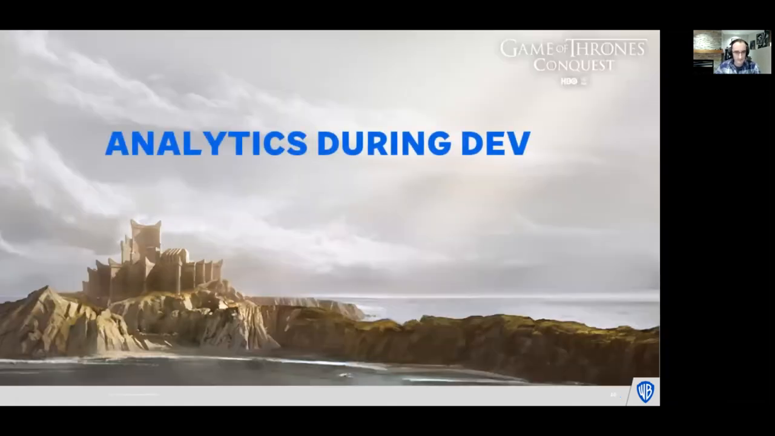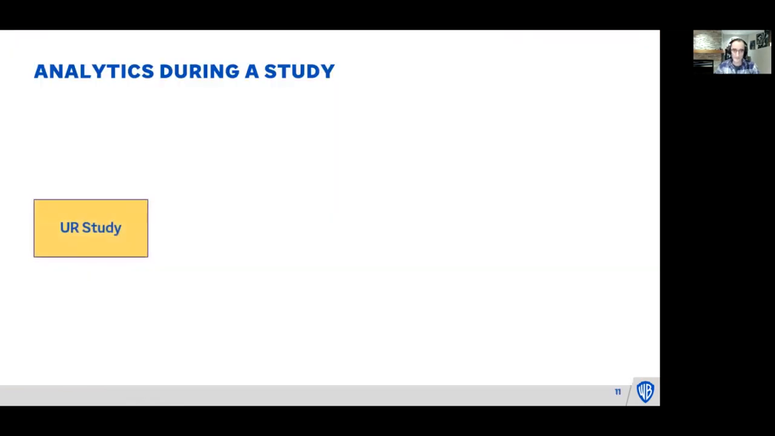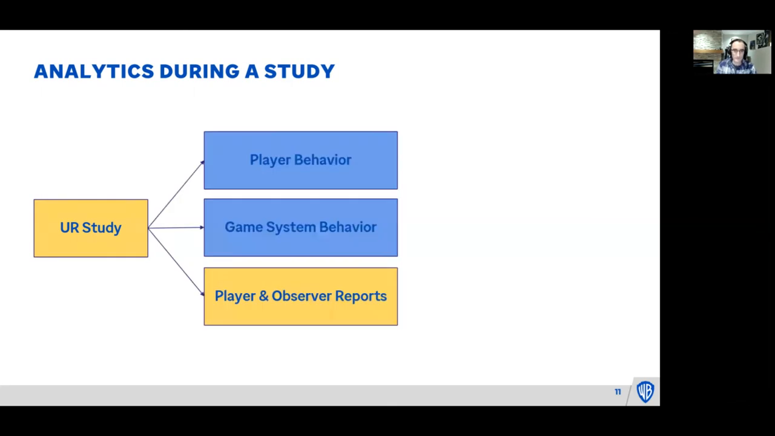So analytics during development, what does this mean and how do we do it? In a typical UR study, what we've noticed is that especially in modern games, which are more complex, think of open world scenarios where there's a lot going on, you have observer reports and observation, and the player's own speak aloud and survey results. But in order to understand them, you need to understand both what the player did in the game compared to their perceptions of what they did, as well as what the game did. The game has its own systems, its own behaviors.